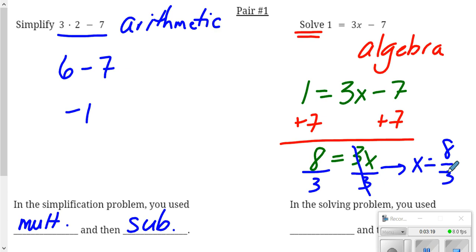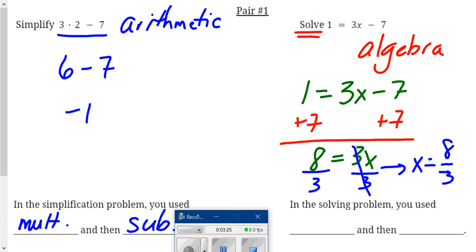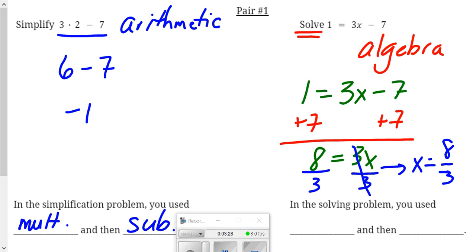Something that's interesting there is to observe the order in which we did things. In this problem, since it was a solving problem, we had to undo the order of operations. The first thing that we did was adding 7. So we used addition, and then we used division. Now, if you compare the 2 original problems, the format isn't strongly different. We had 3 times something minus 7 over here, and 3 times something minus 7 over there. But notice what we filled in. On the left, we multiplied, then subtracted. On the right, we added and then divided. We were undoing. We're going in the backwards order of operations.